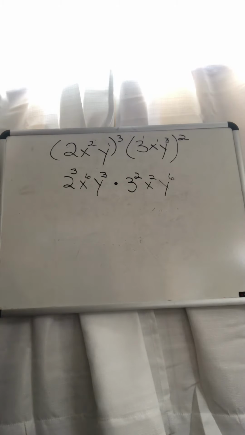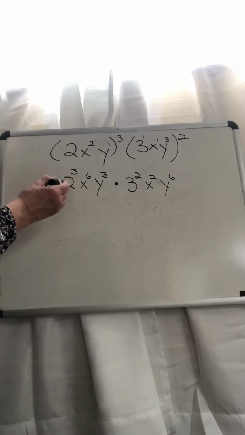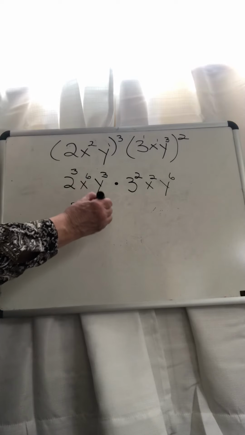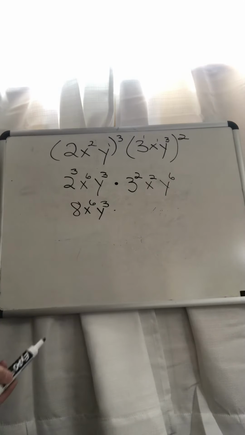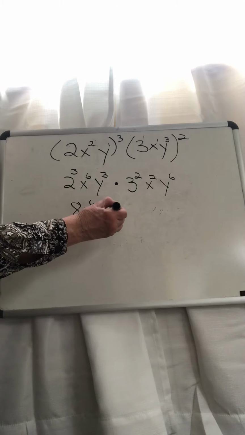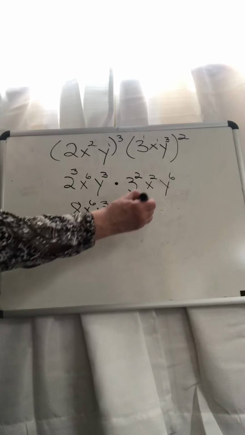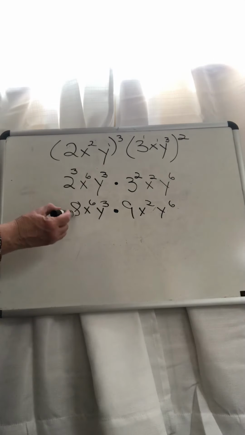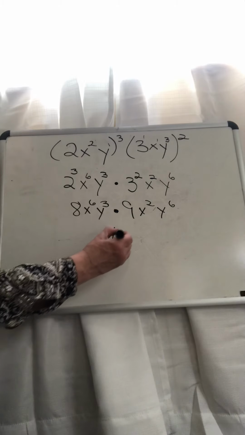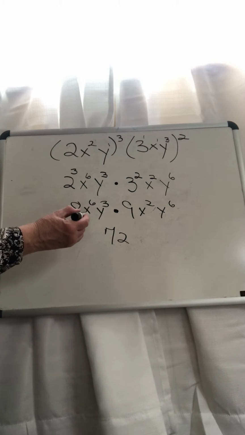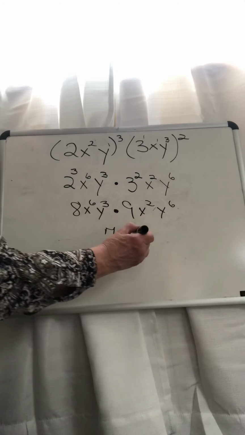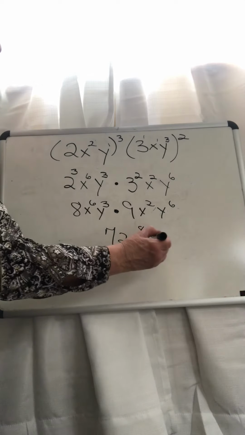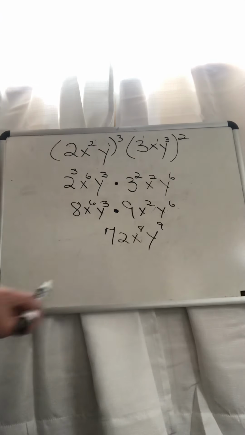Okay, we simplify first, so that means I'm going to say 2 times 2 times 2, which is going to be 8, x to the 6, y cubed, times 3 times 3 is 9, x squared, y to the 6th. Okay. We'll multiply our coefficients. 8 times 9 is 72. We'll add the exponents now. So we get 6 plus 2, which is 8. We'll add the exponents with the y. So we get y to the 9th.